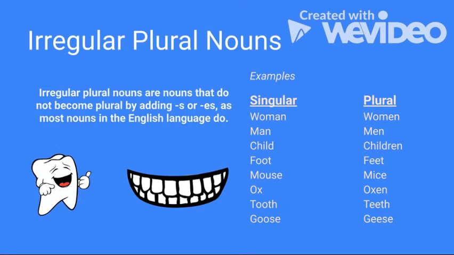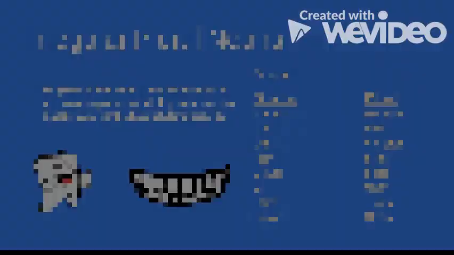Regular plurals follow this rule and other similar rules, but irregular plurals are, well, not regular like we talked about, and they do not follow these standard rules. You're probably familiar with many of these already. For example, the plural form of man is men, not mans.